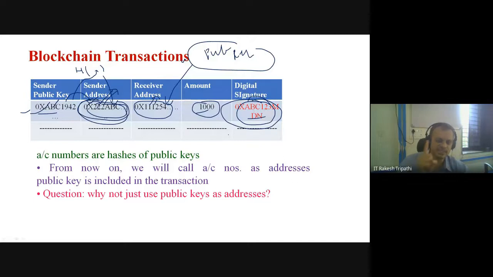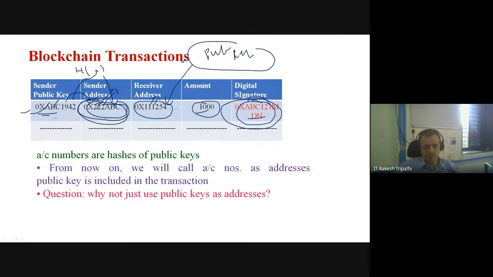So the digital signature is needed for non-repudiation. Here I am putting this public key so that the sender knows about his public key, and the sender knows about his account number. So with this, I am the owner of my private key. I am the owner of my public key, and this is the sender address.